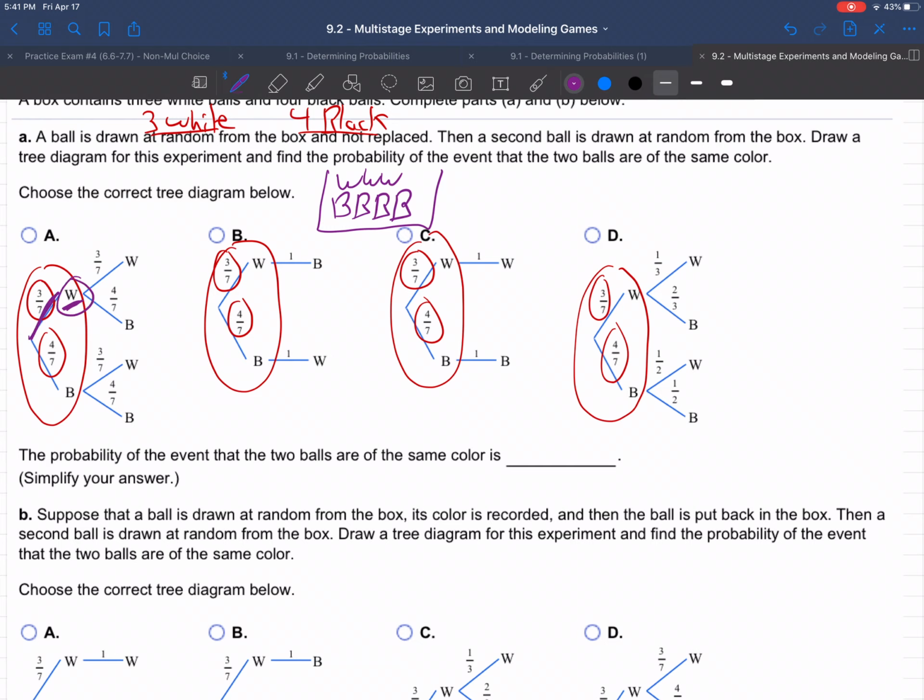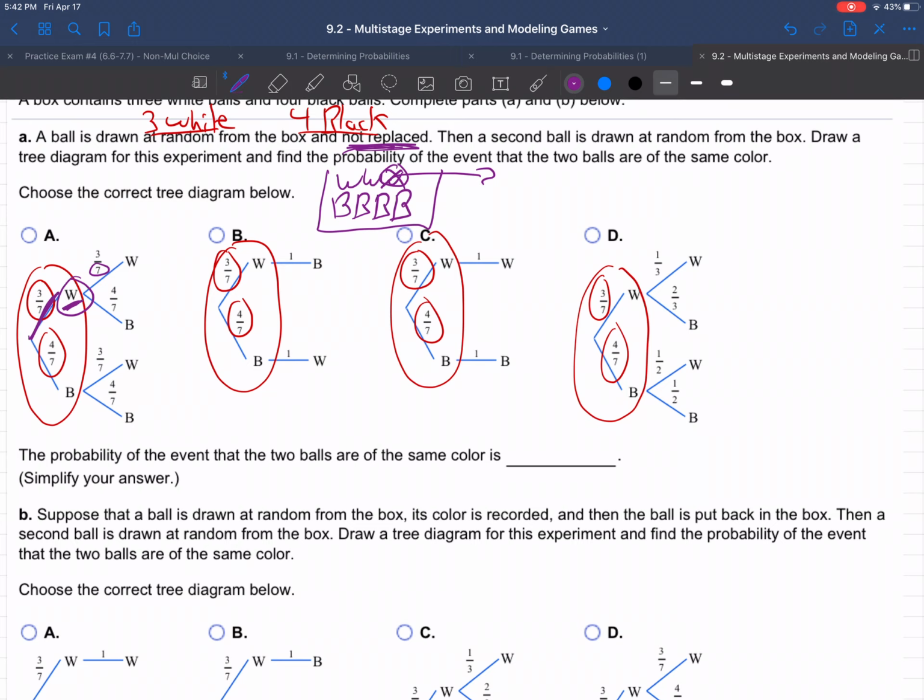So let's suppose you got the white marble out. Then you're going to take out a white marble from the box. What's going to be left in the box at that moment? 6 marbles, right? It's not replaced. You don't put back the marble. You take out the white marble. It's gone. So now there's only 6 marbles left, not 7. That's wrong. There's only 6 marbles left.